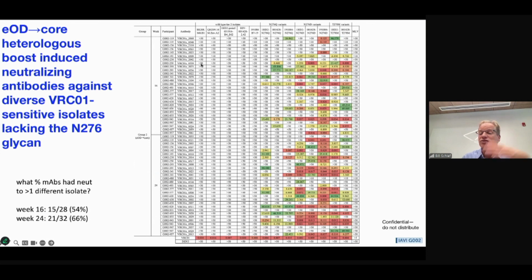And they don't neutralize wild type isolates that contain the N276 glycan at all. But you can see from the colors that they do a pretty good job of neutralizing multiple different isolates that lack the 276 glycan. And at week 16, 54% of the antibodies neutralize more than one different isolate. So this is getting closer to BNAB. We aren't at BNAB yet, but a direct functional readout showing in humans monoclonals of the exact B cell class we're trying to turn on are walking in the right direction. So we're really excited about this data.